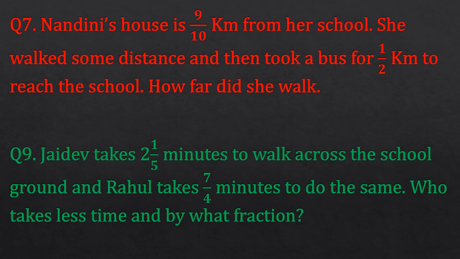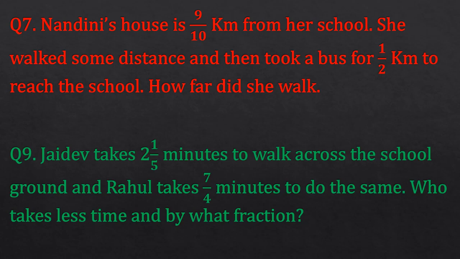Now see first part first. Jaidev takes 1/5 minutes to walk across the school ground. Time taken by Jaidev to cross the school ground is 1/5 minutes. Convert it into an improper fraction. Time taken by Rahul to do the same is 7/4 minutes. Now who takes less time? We have to do the comparison, and for comparison, again convert them separately. You have to convert them into equivalent like fractions.